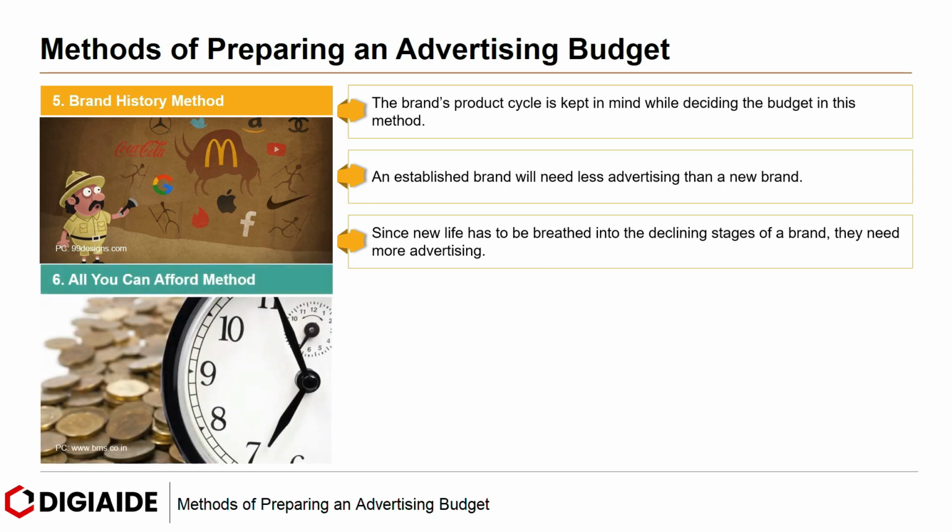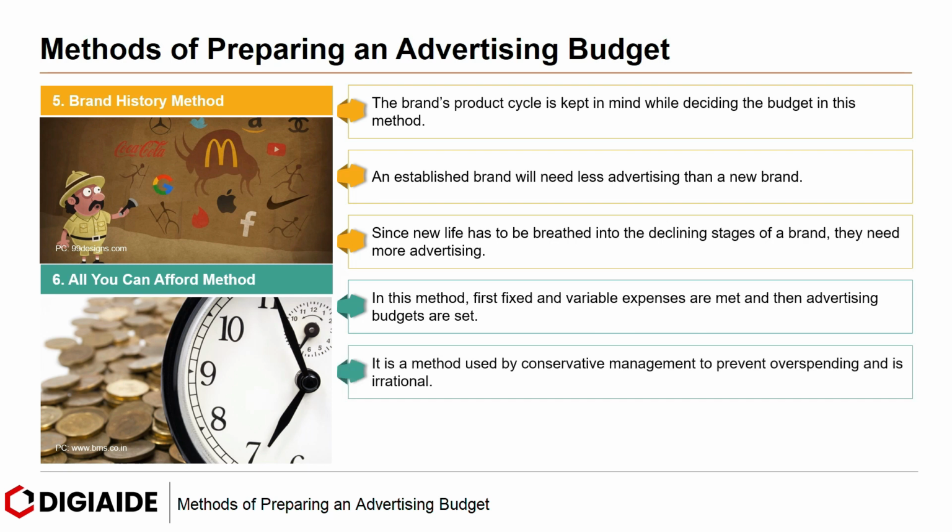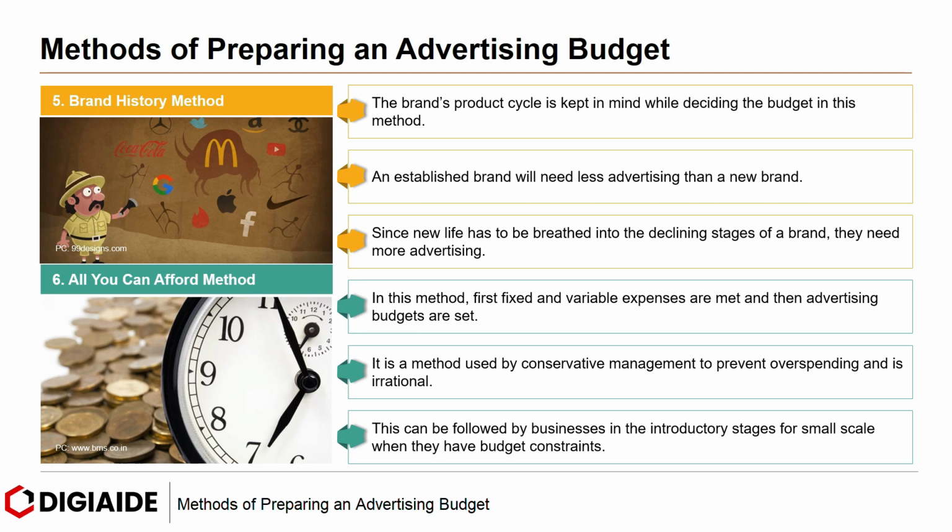Next, all you can afford method. In this method, first fixed and variable expenses are met, and then advertising budgets are set. It is a method used by conservative management to prevent overspending and is irrational. This can be followed by businesses in the introductory stages for small scale when they have budget constraints.